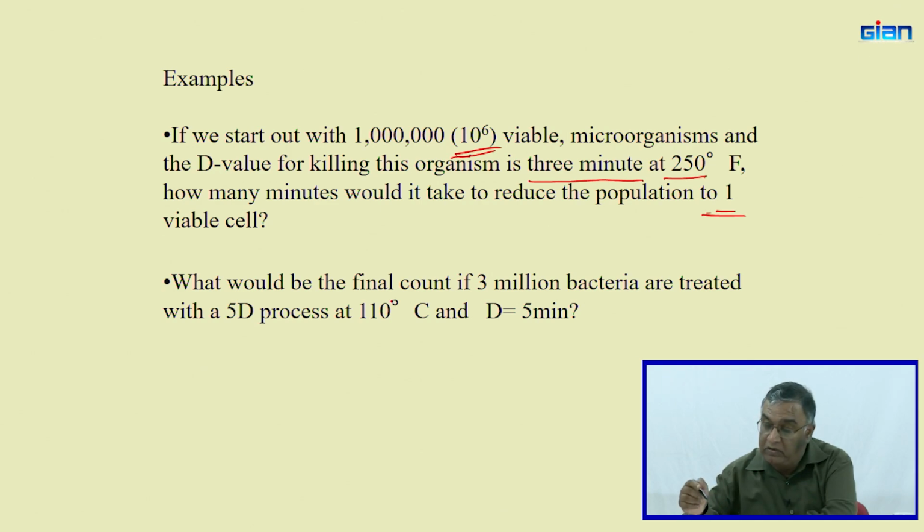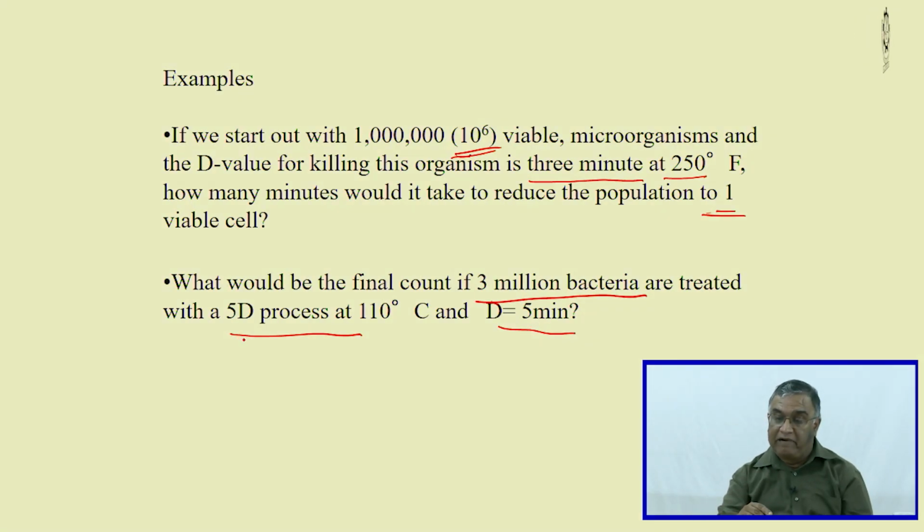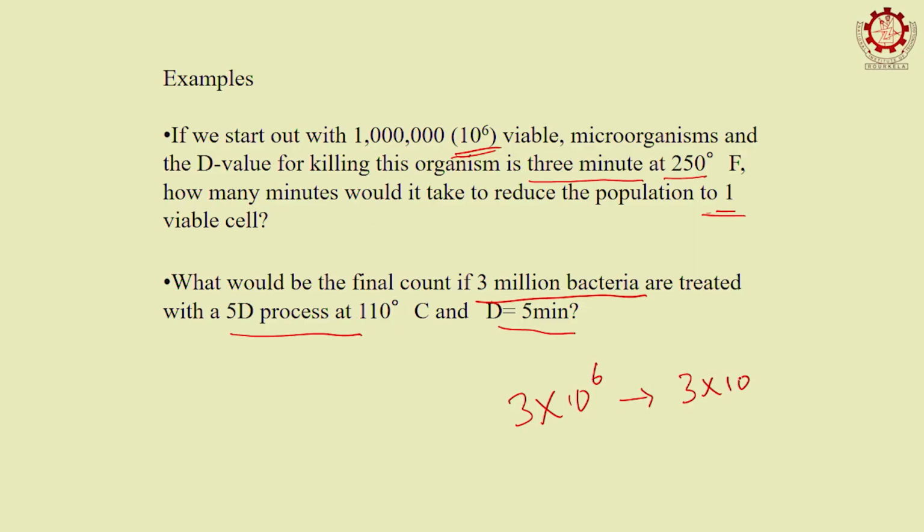What would be the final count if you have 3 million bacteria treated with a 5D process and a D value of 5 minutes? So, you have a D value of 5 minutes and you have a 5D process. So, 3 into 10 power 6, and then you have a 5 log reduction, that is going to reduce the population to 3 into 10 power 1, and so that means you probably have about 30 bacteria left. A lot of these things are simple mental math, you will probably be able to do them yourself once you get a good understanding of the D value concepts.